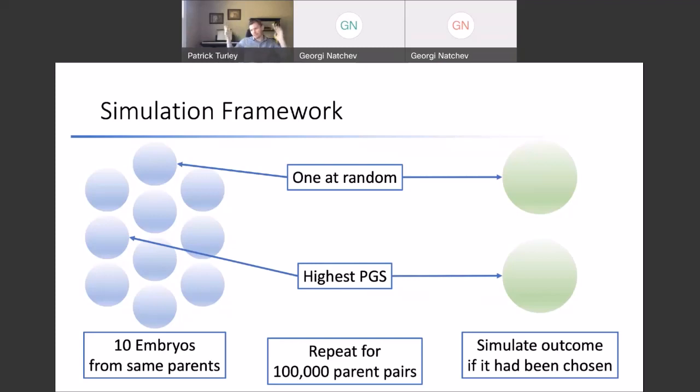And then we do this 100,000 times. Because this is simulated data and not real data, we can do this as many times as we like. So we do this for 100,000 parent pairs.